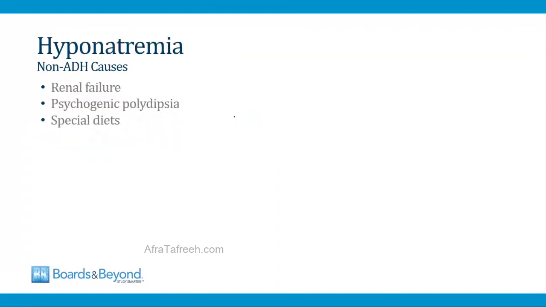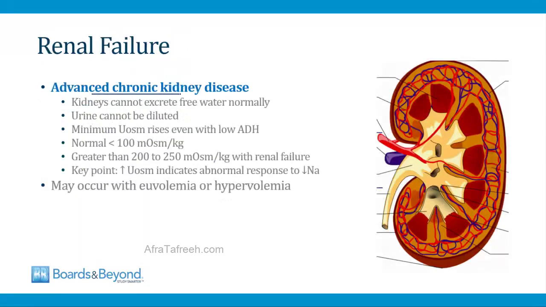Most of the causes of hyponatremia are related to high ADH, as we have been discussing in the last few slides. But there are a couple of causes of hyponatremia that are not related to ADH, so let's talk about those now. And the important non-ADH causes of hyponatremia are renal failure, psychogenic polydipsia, and special diets. Patients with advanced chronic kidney disease commonly develop hyponatremia, and the reason for this is because their kidneys are sick and cannot excrete free water normally.